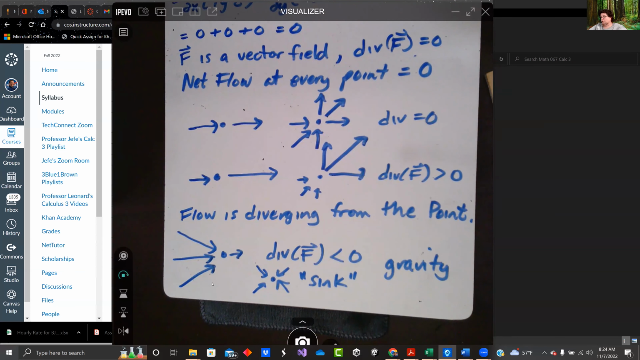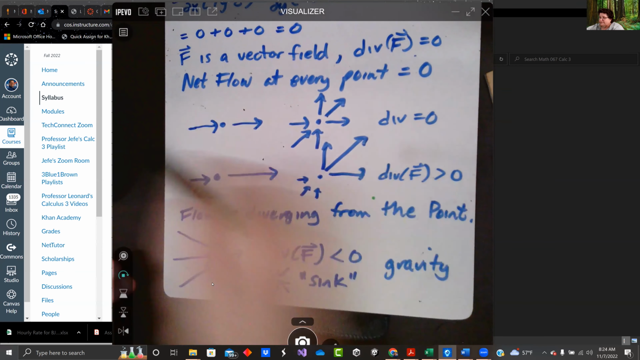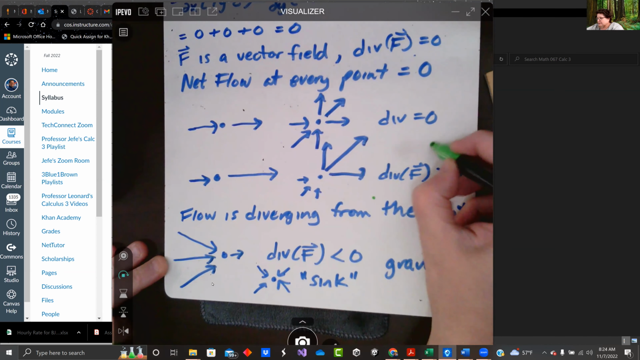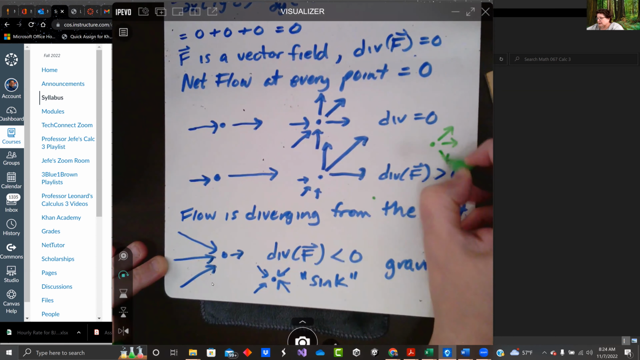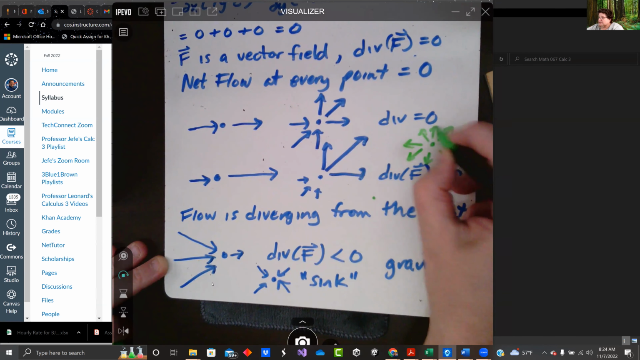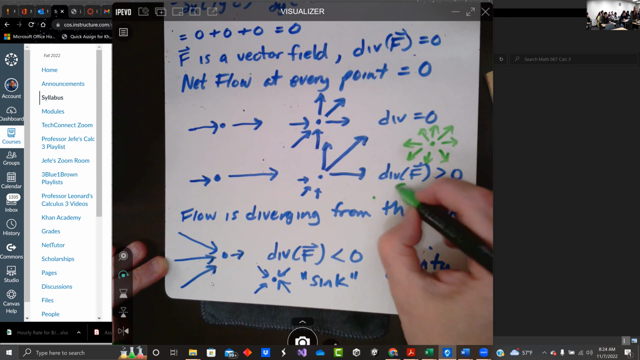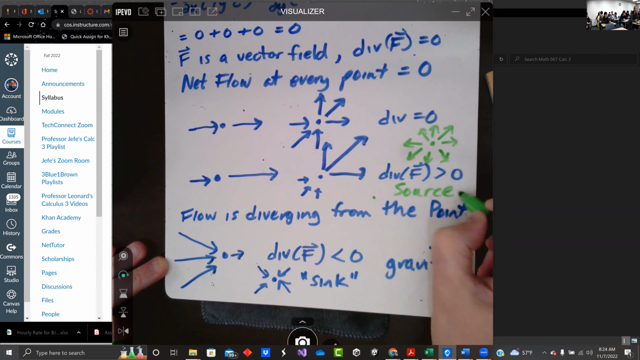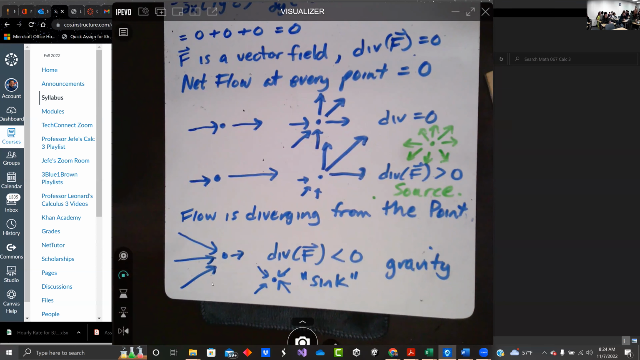You also have, for greater than 0, a fountain. A water fountain spits out water that flows all around it. So it's a source at the center. So that's an idea of what divergence is doing.